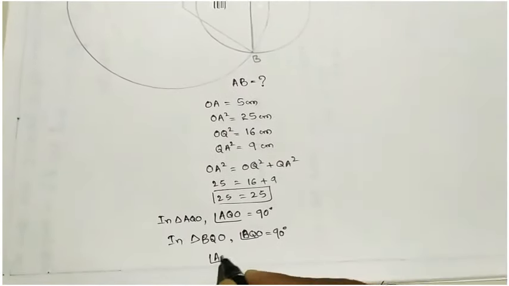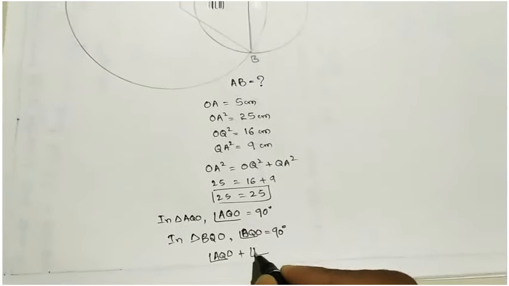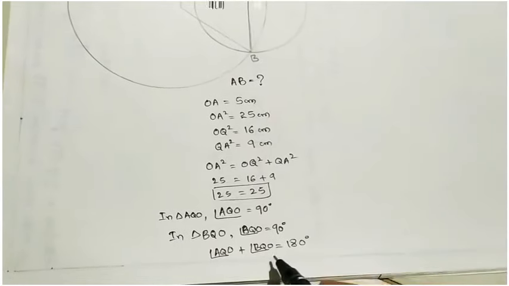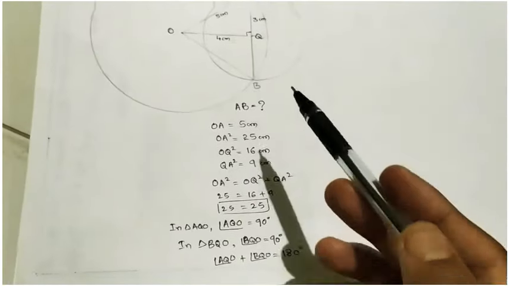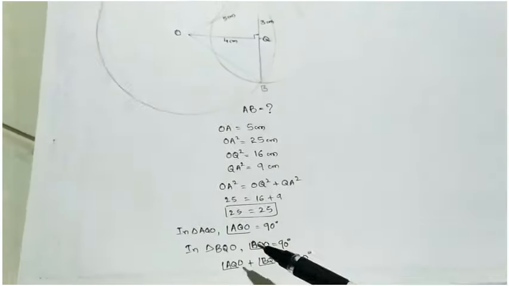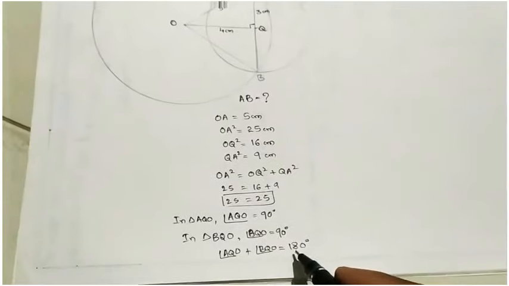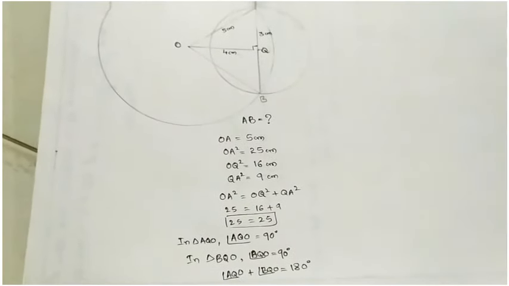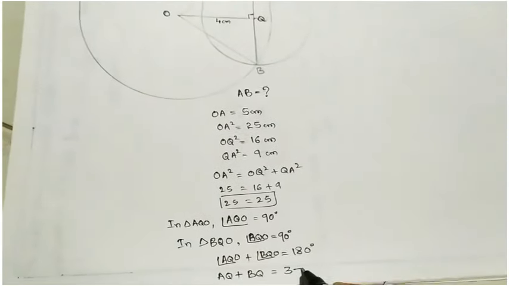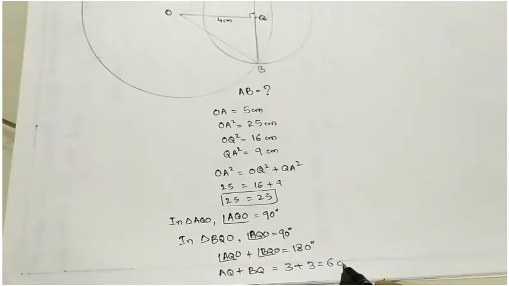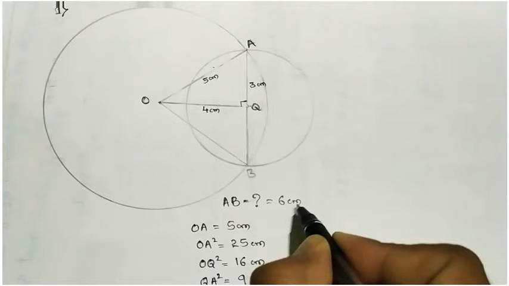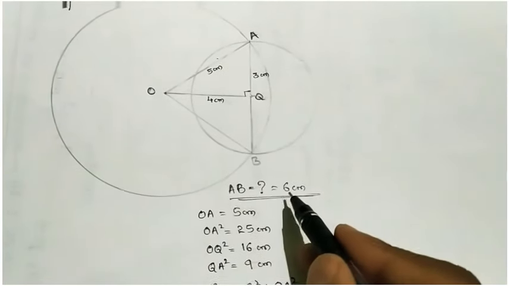So AQO plus BQO, how much do you get? 90 plus 90, that is 180. Where do you get 180? When it is a straight line. So AB is a straight line, and we get 180 degrees. That's why AQ plus BQ equals 3 plus 3, that is 6 centimeters. So AB is 6 centimeters. The common chord is 6 centimeters.